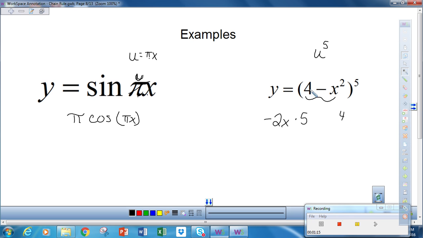But what is u? U is this inner function, so it's 5 times 4 minus x squared raised to the 4th power. And then, of course, we would multiply this out. I'm sorry, that should give me 10. So it's the negative 10x times 4 minus x squared to the 4th.